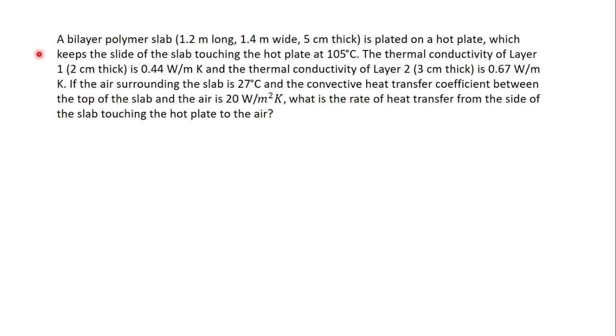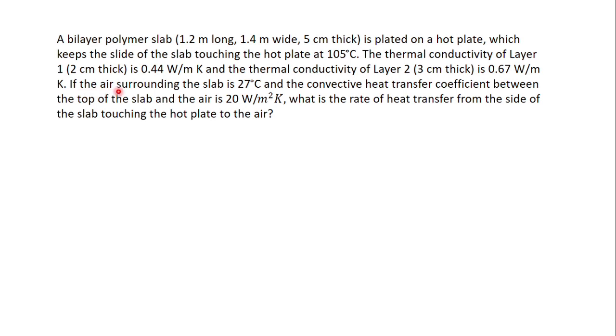So in this problem, a bilayer polymer slab 1.2 meter long, 1.4 meter wide, 5 centimeter thick is placed on a hot plate which keeps the side of the slab touching the hot plate at 105 degrees Celsius. The thermal conductivity of layer 1, 2 centimeter thick, is 0.44 watts per meter times Kelvin, and the thermal conductivity of layer 2, 3 cm thick, is 0.67 watts per meter Kelvin.